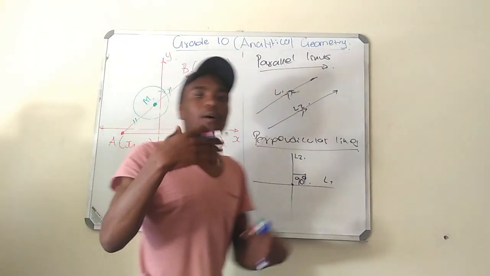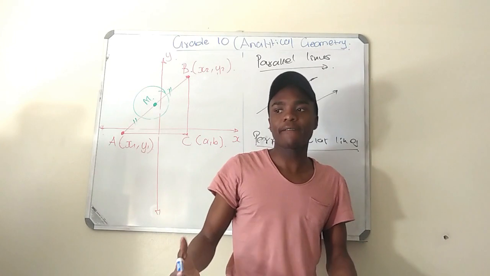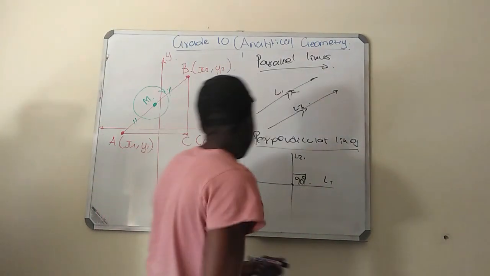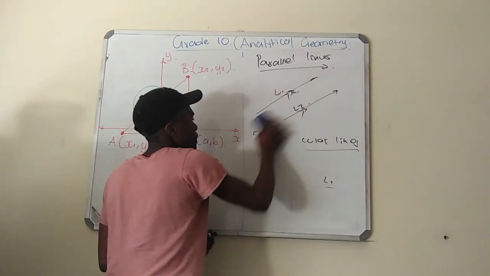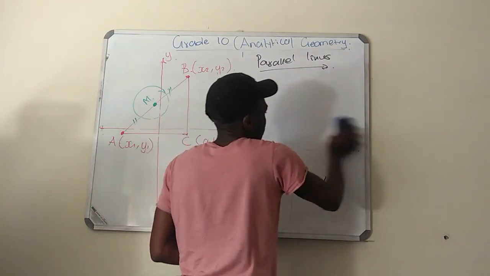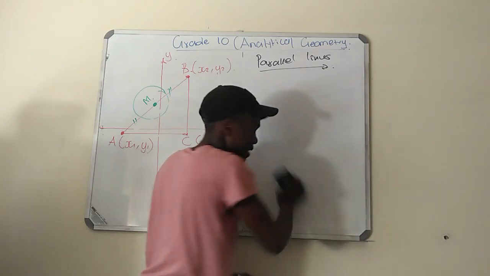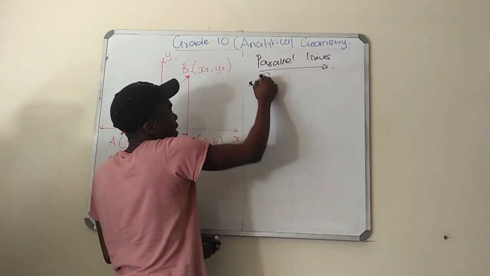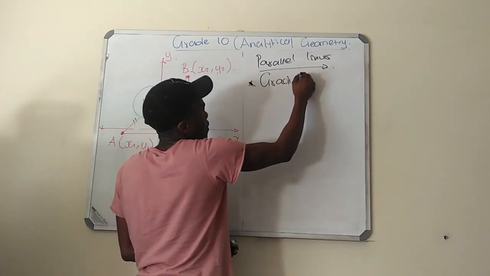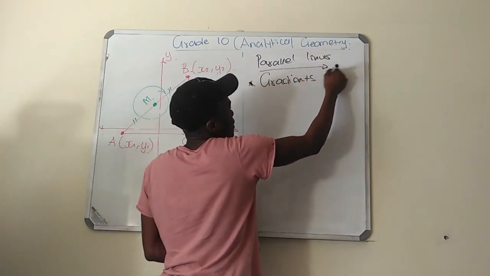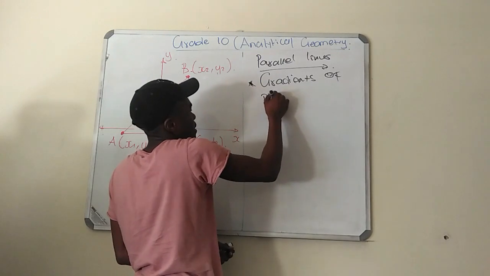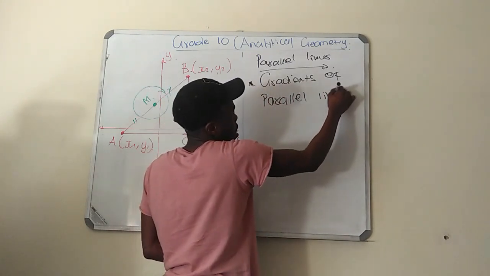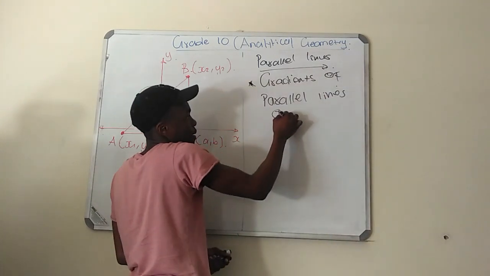Now I'm going to talk about the effect they have on gradient. Let me quickly erase again for the last time. We talk about parallel lines first. The gradients of parallel lines are equal.